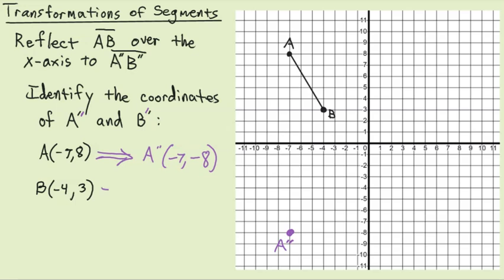And now B, we're going to do the same thing. We're going to reflect it over the x-axis. So to get B double prime here, we're going to keep the x-coordinate, -4, and we're going to change the sign of the y-coordinate. So 3 is going to become -3. And so we're going to go to -4, -3, which is going to be right here. So that's going to be B double prime. And now we just draw a segment between them. And there we go. There's our reflection of segment AB over the x-axis.